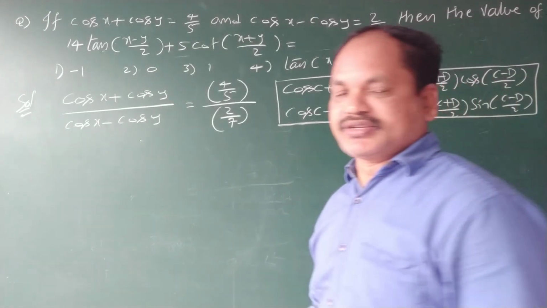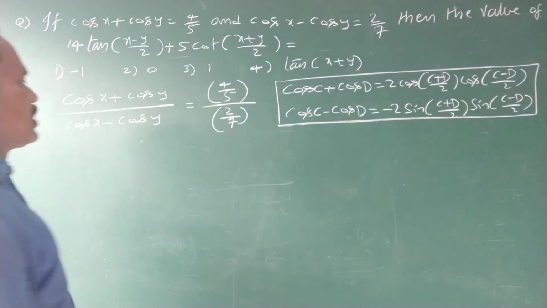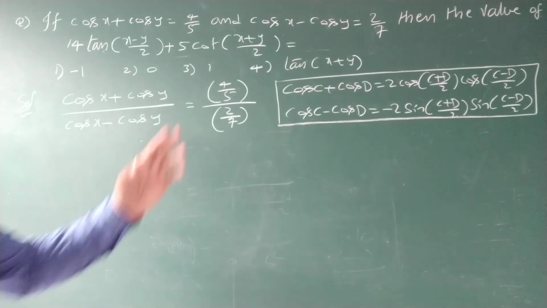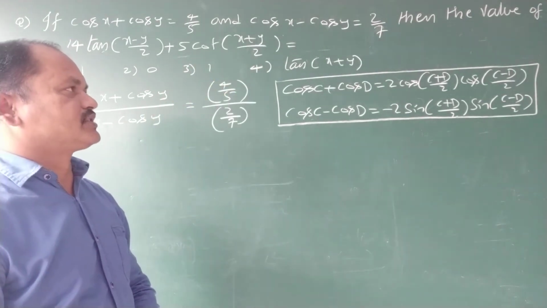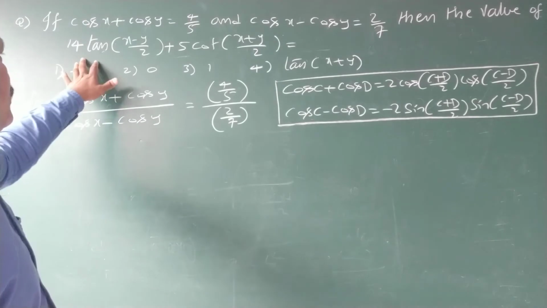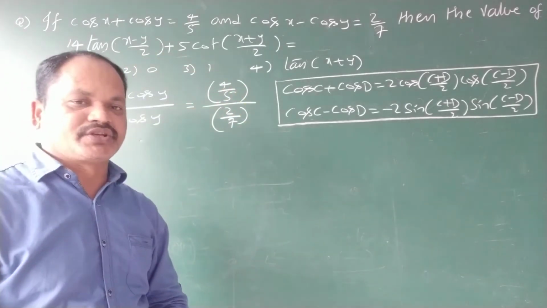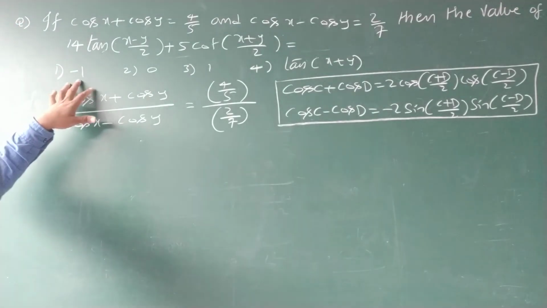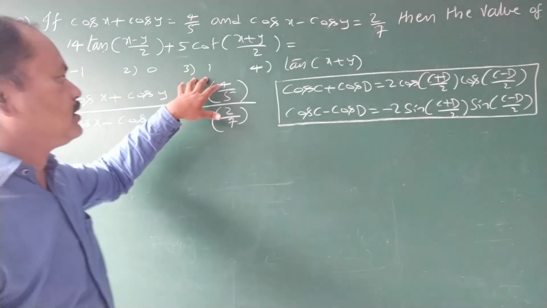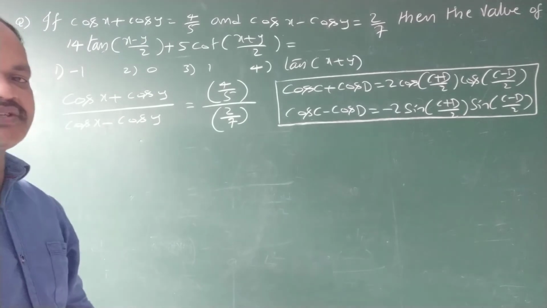Now the next question: if cos x plus cos y is equal to 4 by 5 and cos x minus cos y is equal to 2 by 7, then the value of 14 tan (x minus y) by 2 plus 5 cot (x plus y) by 2 is equal to: the first option -1, second option 0, third option 1, and the fourth option tan (x plus y).